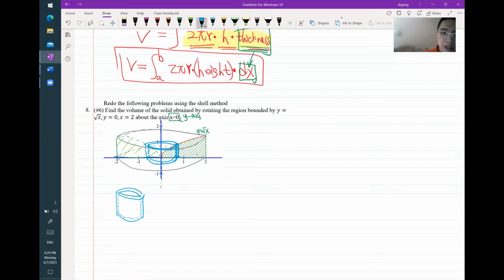So this cylindrical shell has a thickness, just the thickness of the wall. And the thickness from the diagram is just dx, because it's basically the base of the rectangle. That's what the thickness is.